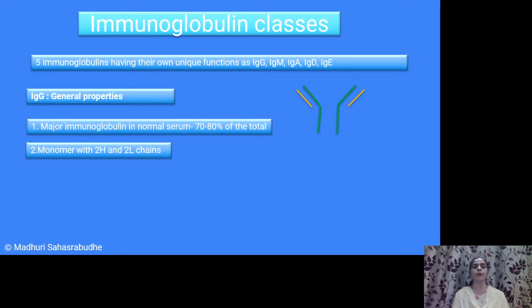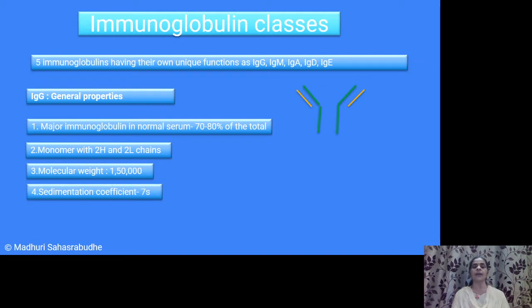Most important point to remember about IgG is it is a major immunoglobulin in normal serum. IgG constitutes about 70 to 80% of the total immunoglobulins, and that is why it is called a major immunoglobulin in normal serum. Molecular weight is 150,000 Daltons. Sedimentation coefficient is 7S. The S stands for Svedberg's coefficient.